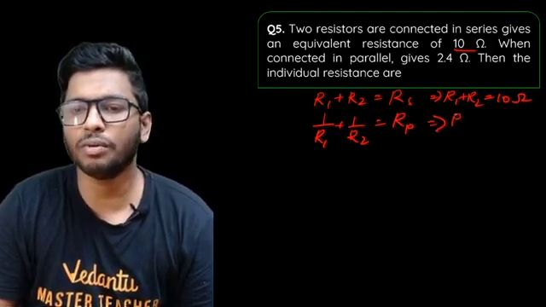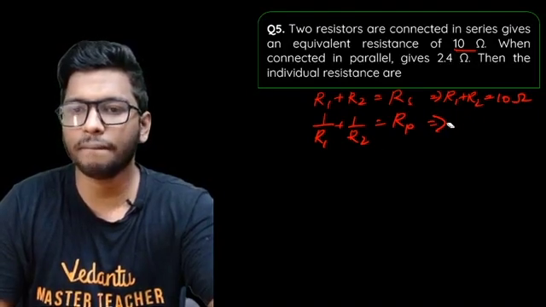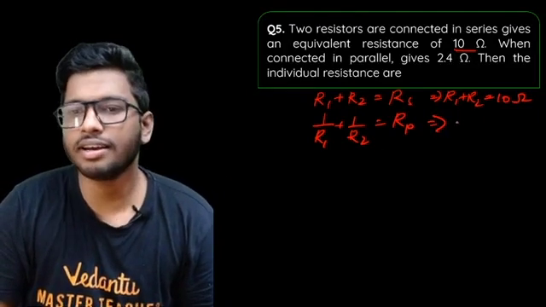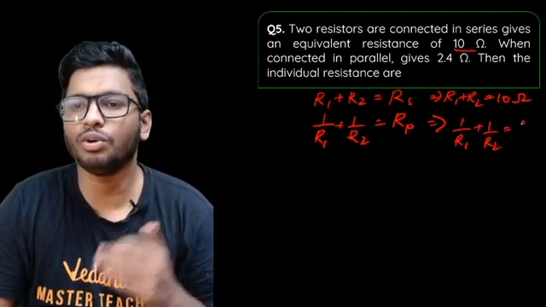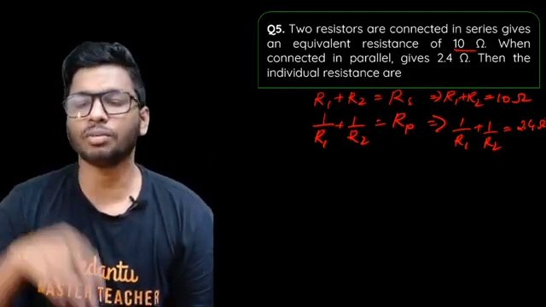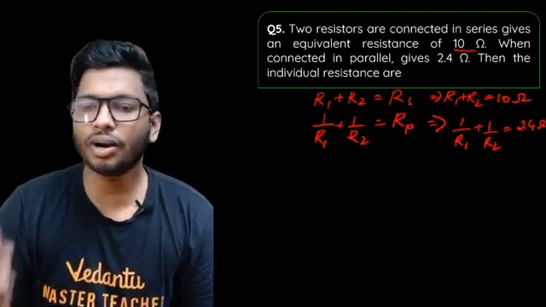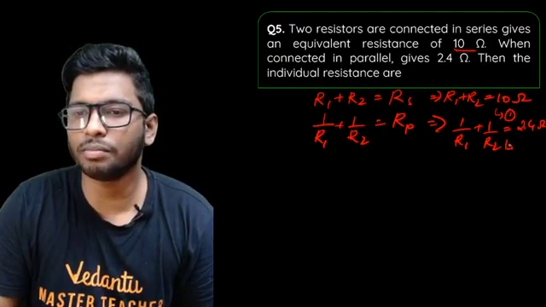So 1 by R1, let me just erase that. 1 by R1, yes, 1 second, guys. So 1 by R1 plus 1 by R2 is equal to 2.4 ohms. So that is what they've given. Now you're supposed to find the value of R1 and R2. So what I suggest you do is take this as equation number 1 and this as equation number 2.